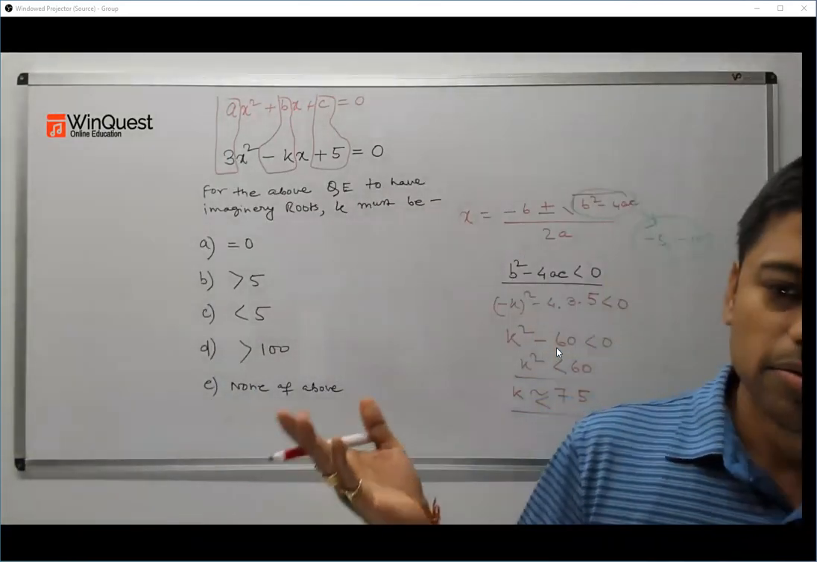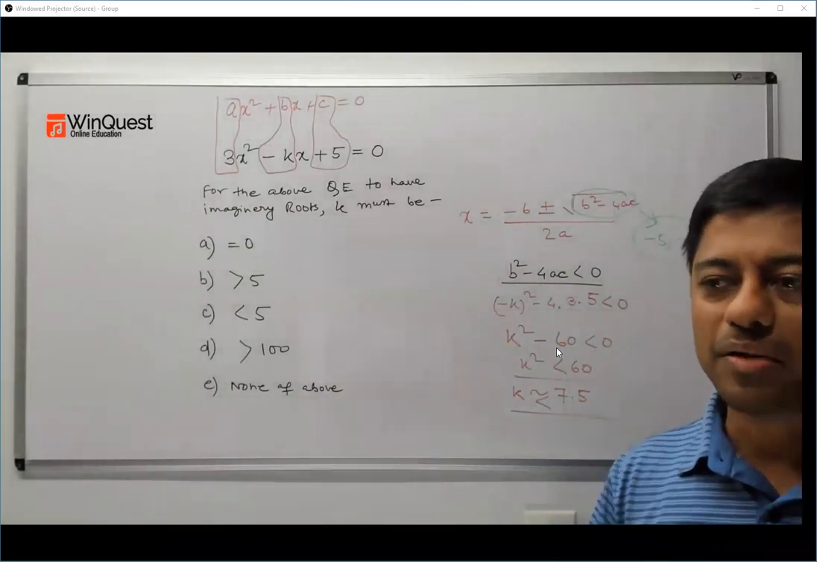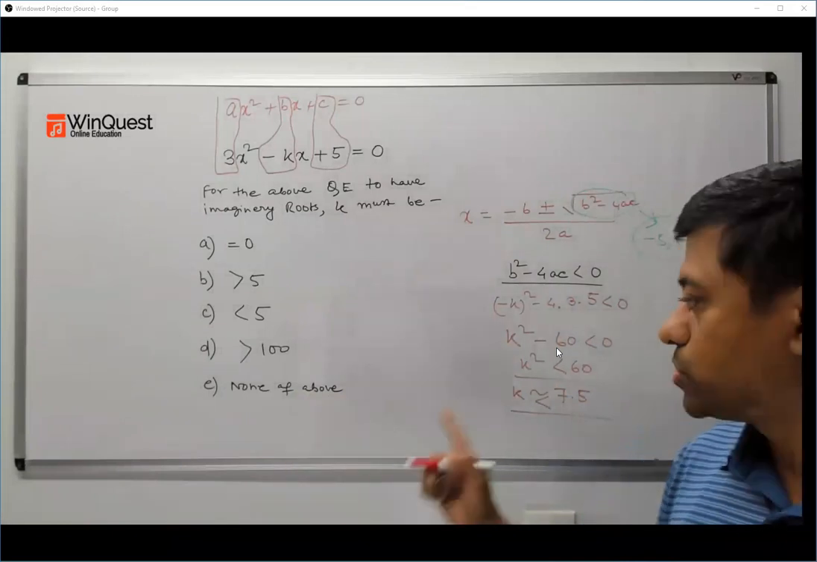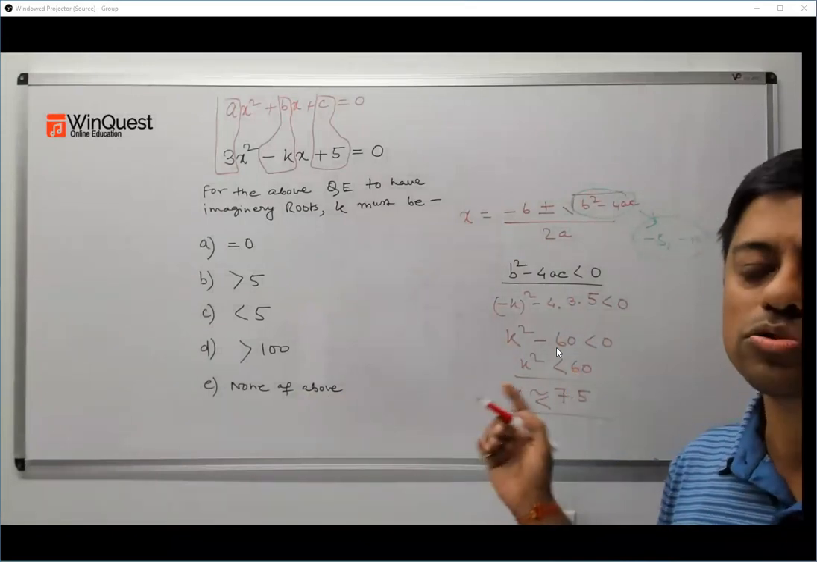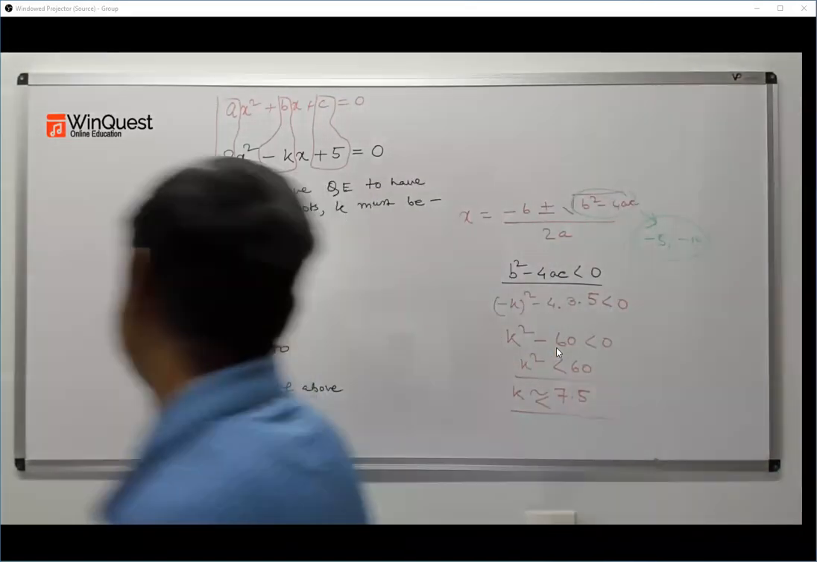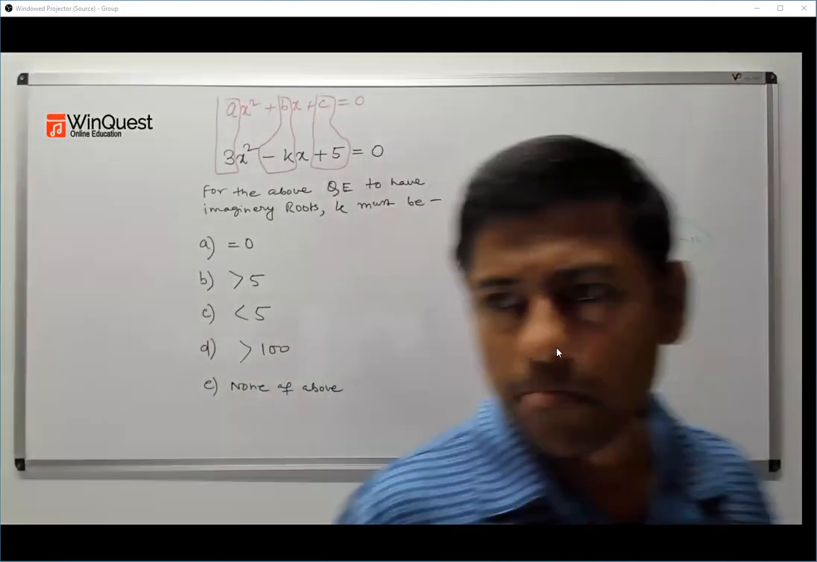6 times 6 is 36. 7 multiplied by 7 is 49. 8 into 8 is 64. I won't cross that, so I am getting 7.5. What is the most ideal answer here? Equal to 0, because if you take 0, then the answer will equal -60.